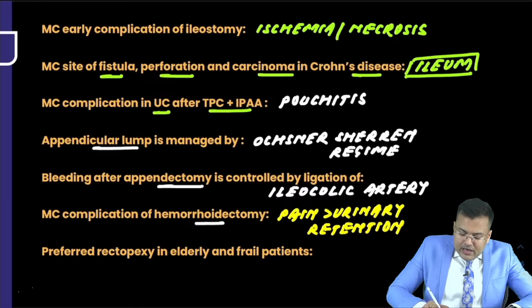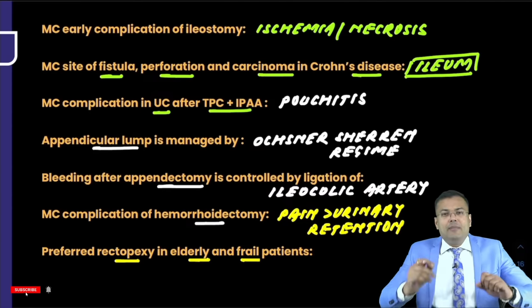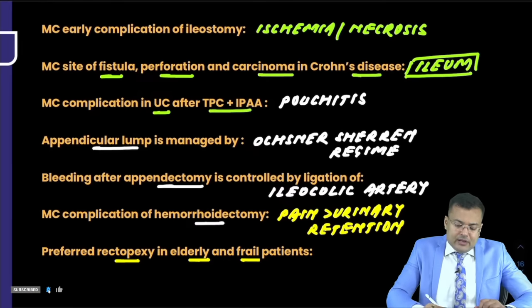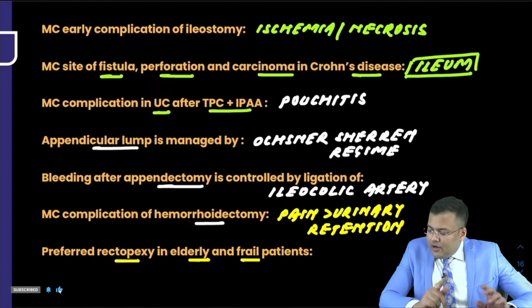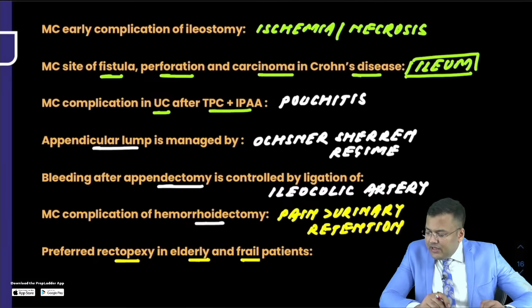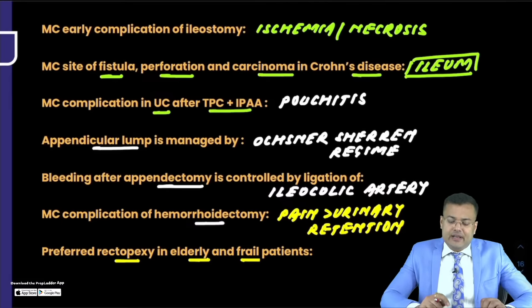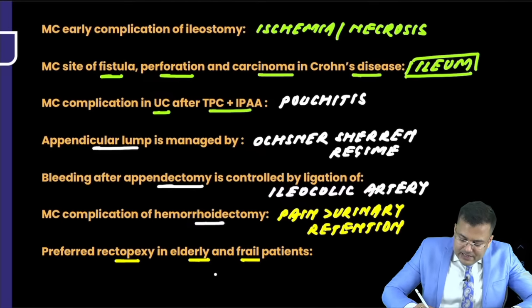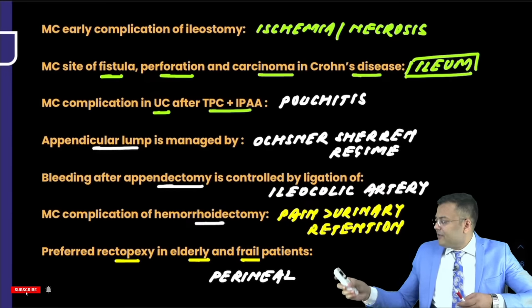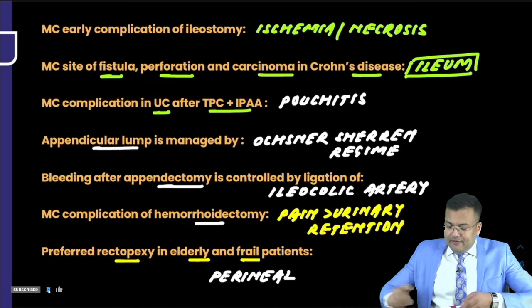Next, what kind of rectopexy is preferred in elderly and frail patient? Abdominal rectopexy or perineal rectopexy? Which type of rectopexy? Very good. All of you are correct. Which one? Perineal rectopexy. So we prefer perineal rectopexy. Very good, guys.